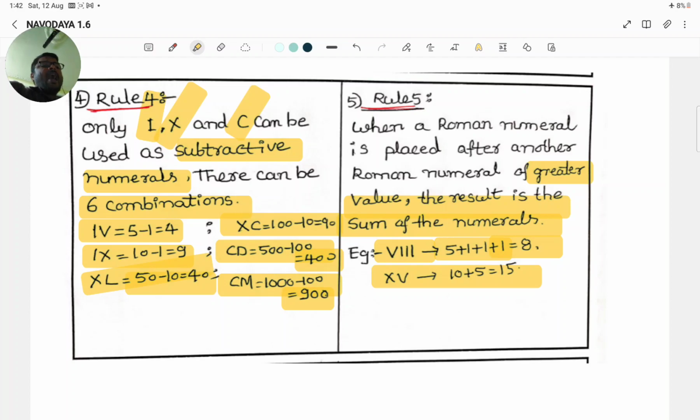That's why we have to add 10 plus 5. We will get here how much? 15, the answer. The rule tells about when a Roman numeral is placed after another Roman numeral of greater value, the resultant is the sum of the numerals. Here this rule explains, when we write the Roman numerals, if any small number is present on the right side of, or after, the big number, in that situation we have to do addition.